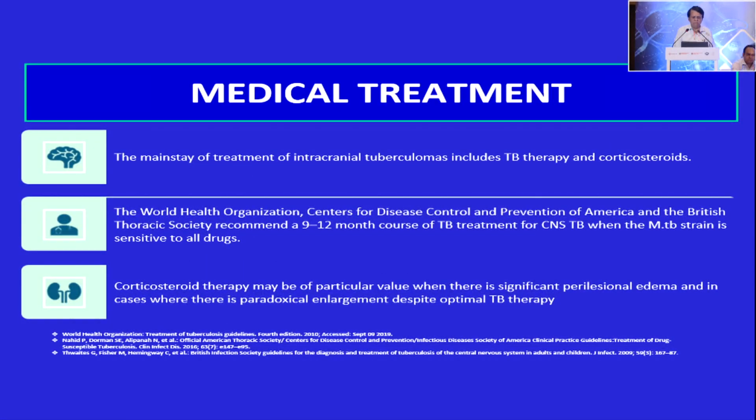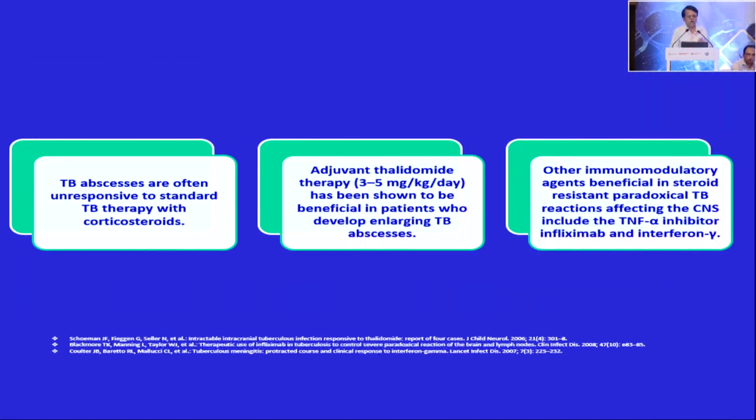What is the medical treatment? I think you have already heard about this from Dr. Garg, who has mentioned everything about it. So what I will say is corticosteroid therapy may be of particular value when there is a significant perilesional edema and in cases where there is a paradoxical enlargement despite optimal TB therapy. That is what is important.